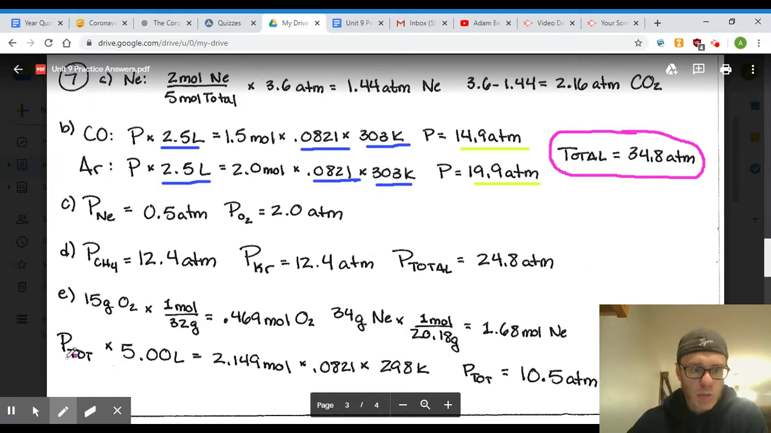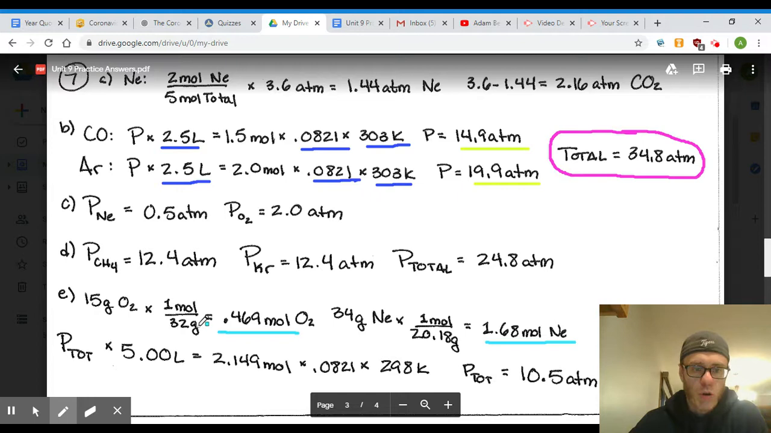Now, as we move down and we start dealing with this one down here, E, you're given 15 grams of O2 and you're given 34 grams of neon. So the first order of business that we have got to get to is we've got to make sure we figure out the number of moles of each gas first. And you can see I've done that already, 15 grams of O2, 1 mole over 32 grams.